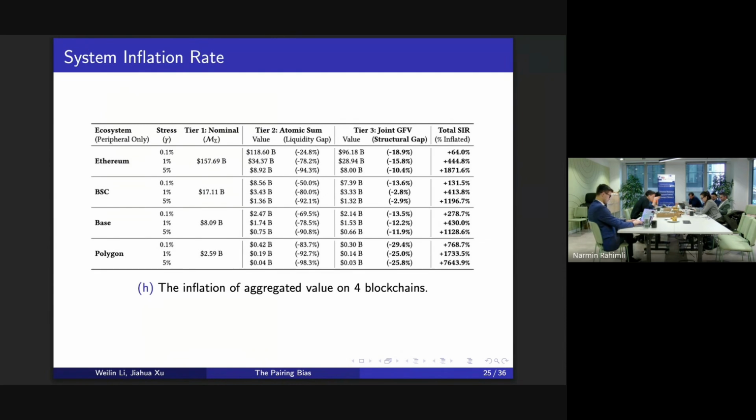We can see that on Ethereum, the liquidity is very thick, and even at 5% stress, there's only a 95% slippage and a 10% liquidity bottleneck. But on chains like Polygon and Base, it drops 98% versus 26%, which is much higher, about 2 times higher than Ethereum.